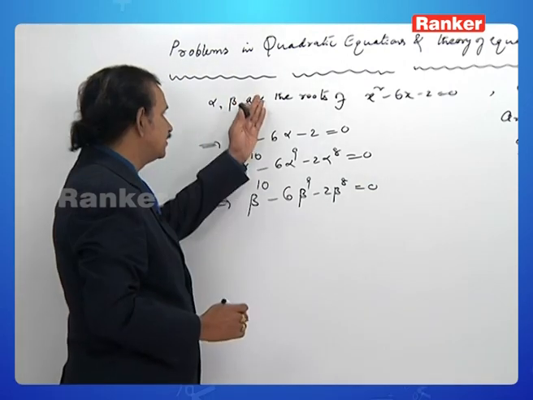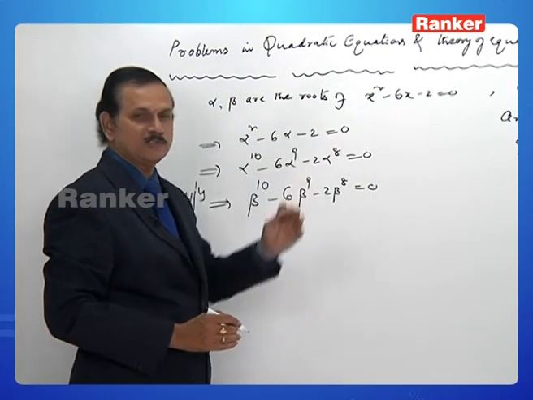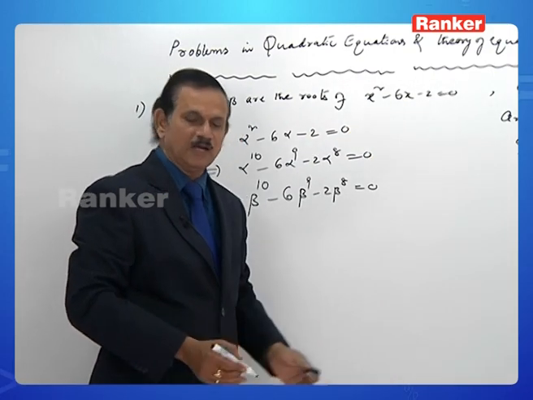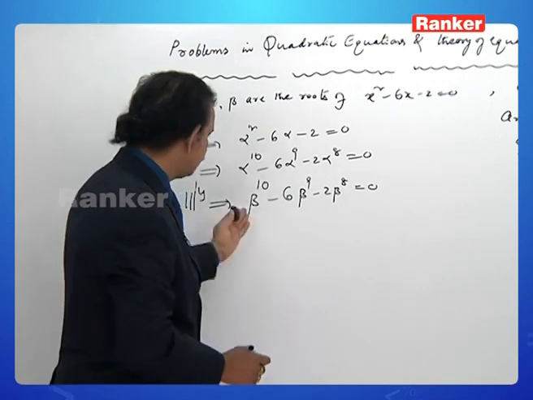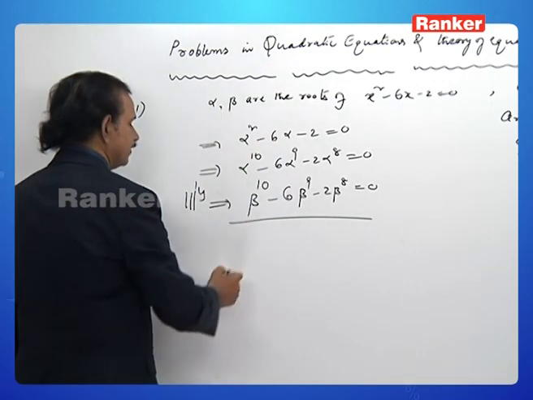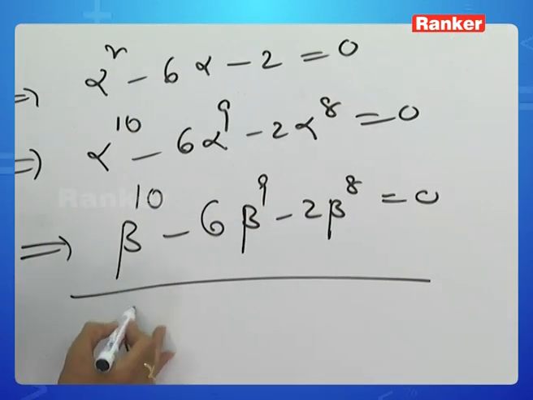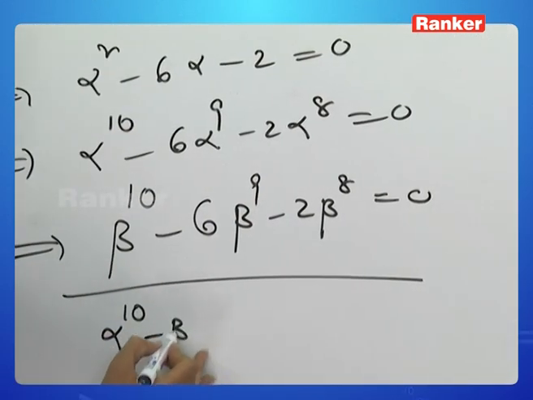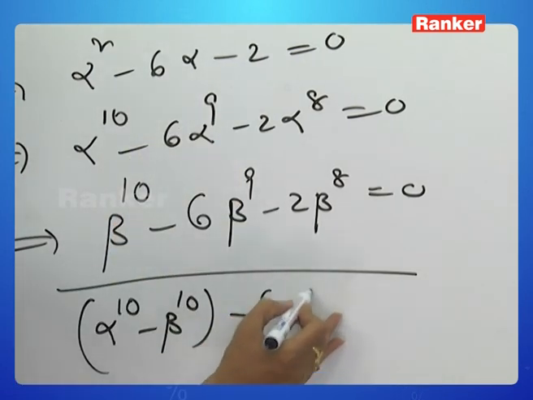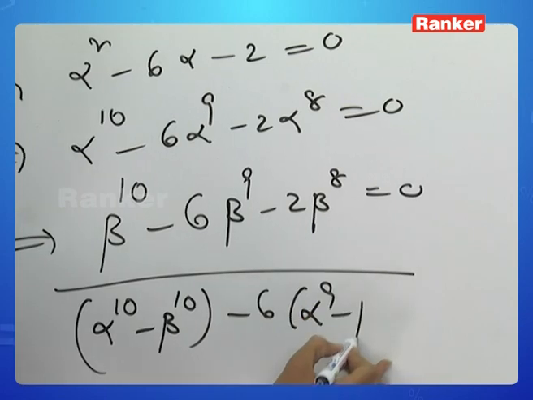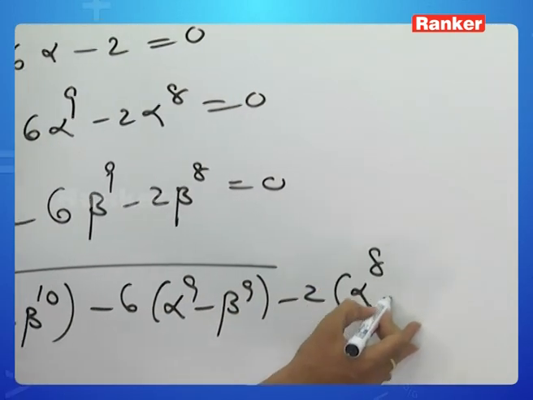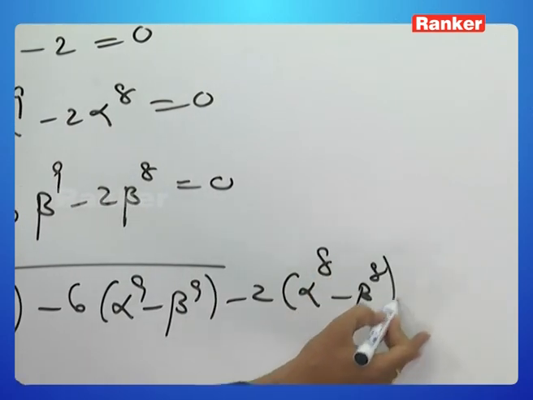How? Alpha is a root of this. Similarly, beta is a root of this, that is, beta square minus 6 beta minus 2 is equal to 0. By multiplying it with beta power 8, we shall have this. Let us now subtract this equation from the previous one. Alpha power 10 minus beta power 10 minus 6 into alpha power 9 minus beta power 9 minus 2 into alpha power 8 minus beta power 8 is equal to 0.